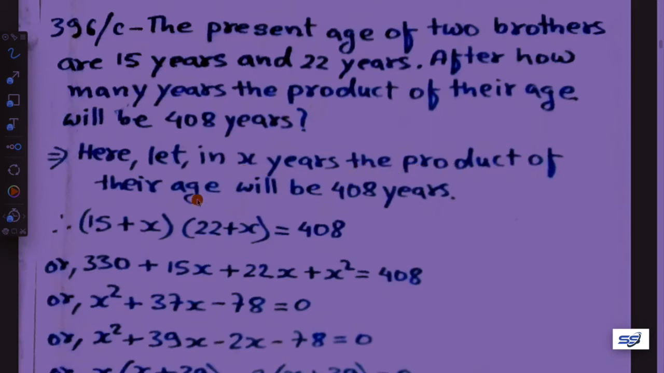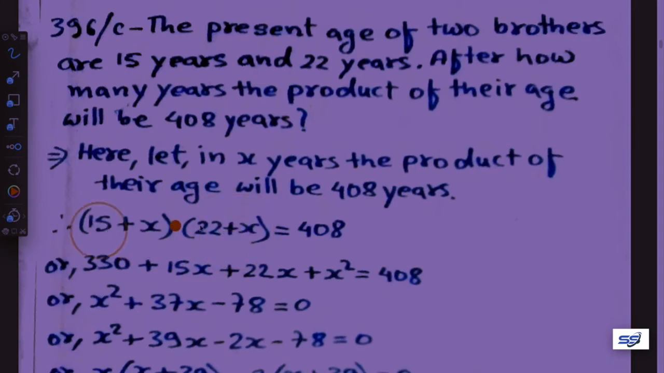To get the product of ages to be 408, we can write as per our question: (15 plus X) into (22 plus X) equals 408. Here is the product of both brothers. The number of years is X, which shall be added to 15, and again added to 22, and both shall be multiplied to get 408. Now 15 plus X and 22 plus X both shall be multiplied, as per the simple rules of equation solving. See here, now both shall be multiplied.